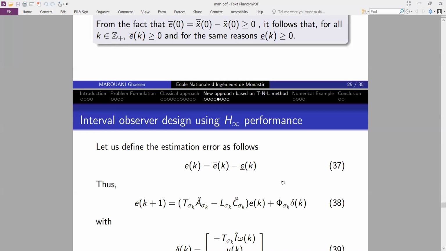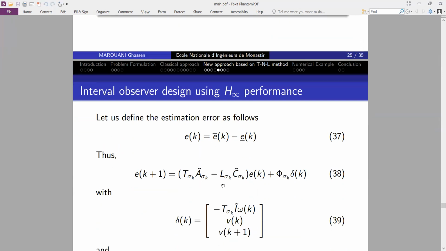To discuss the stability condition of this framer, let's define an estimation error given as the overline of the error vector minus the underline of the error vector. The dynamic of this estimation error is given as explained in the equation.